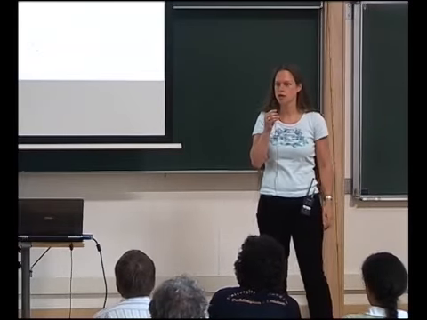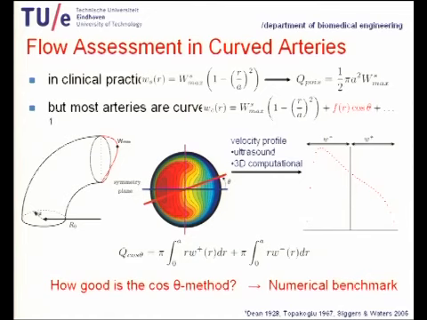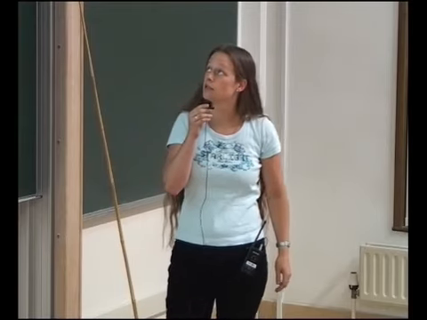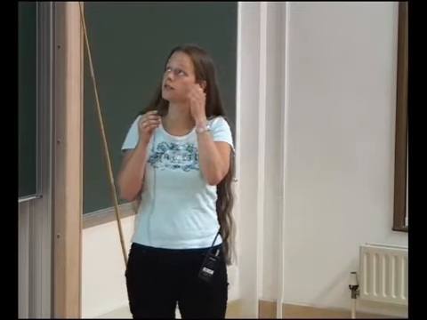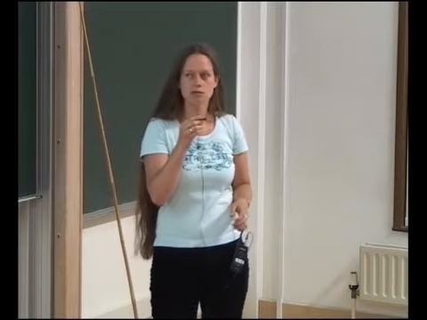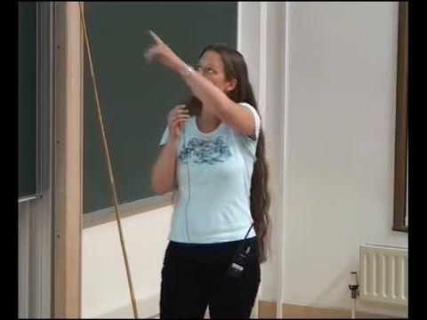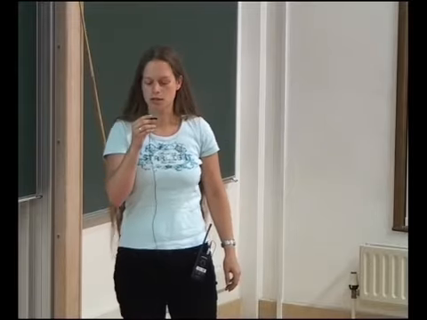Thank you. So my poster is about flow assessment in curved arteries. At the moment in clinical practice they use straight tube assumptions to estimate the blood flow. And a lot of arteries are curved, like the carotid arteries or the coronary arteries. When you measure with, for example, an ultrasound scanner, the axial velocity through a curved artery, you will obtain an asymmetrical axial velocity profile.